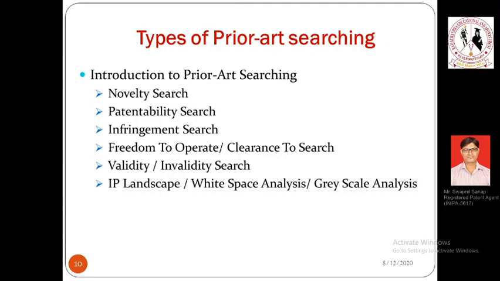So I know that there is a patent, and I know that this will create a problem for my product, and I have to cancel that patent so it should not cause any problem. So this type of search is called an invalidity search.